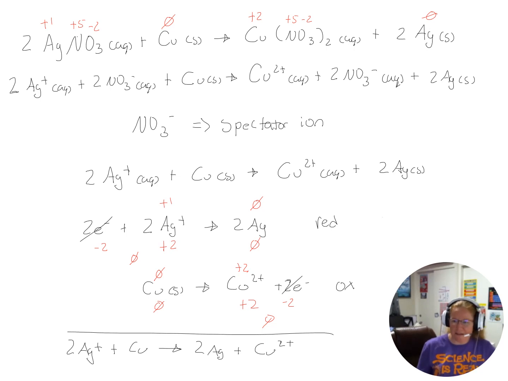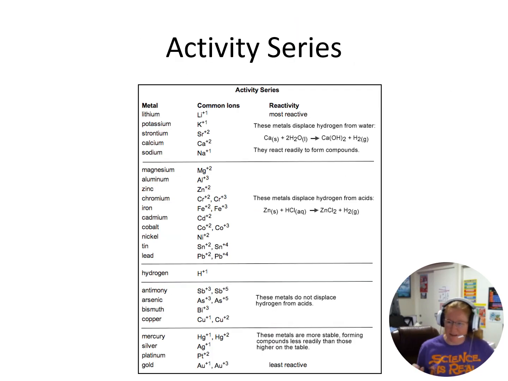Okay, and again, this one is a single replacement, so don't forget that you need to be referencing an activity series when you look at these. If you're ever given two reactants that are potentially doing a single replacement reaction, you have to look at the activity series and figure out which one's more active, which one's less active, and whichever one is more active wants to be an ion more. So if the more active element is already an ion, nothing's going to happen, no reaction. But if the more active element is not an ion, it will replace the less active element and become an ion. So you have to watch out for that with the activity series.